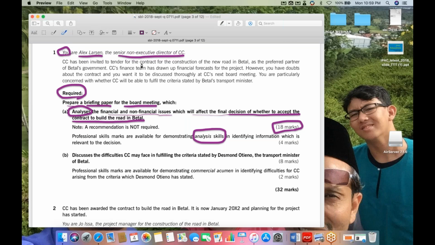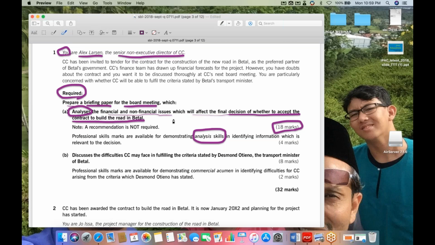So if you have a rough idea of what a non-executive director is doing, then it's easier for you to know the kind of analysis and the way that you are going to look into the financial and non-financial issues that you are supposed to be writing inside your briefing paper. This briefing paper is for a board meeting, and you are going to be inside that meeting. So what is it that you are going to put inside? Okay.